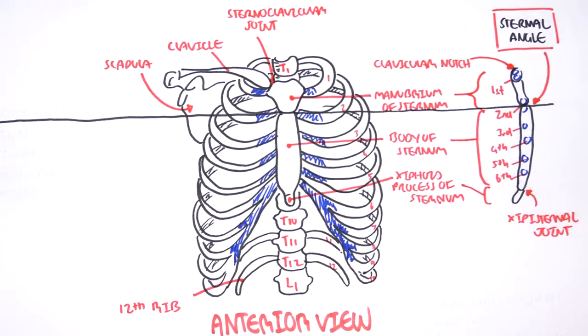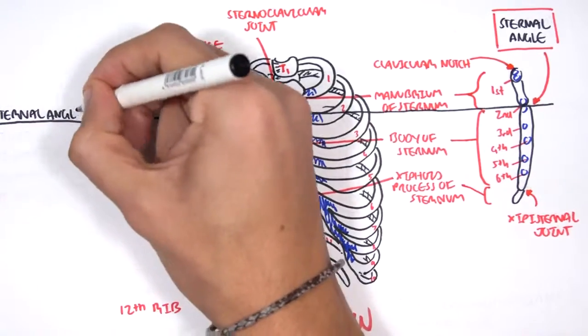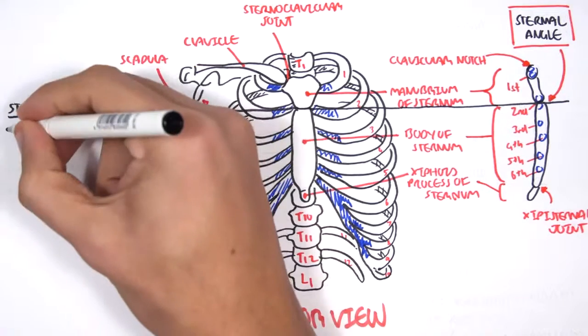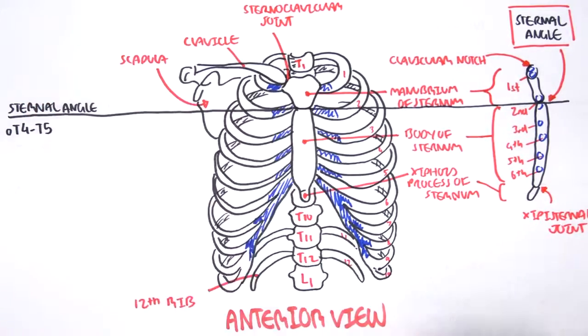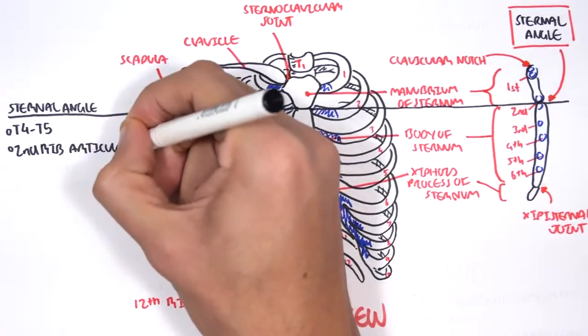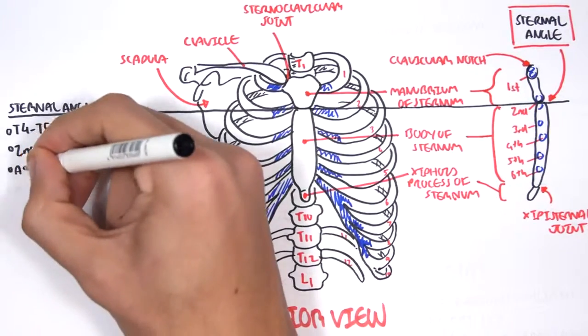Now, as I said, the sternal angle, or the angle of Louis, is an important landmark because many structures can be found along this angle. So if we were to cut straight along in a horizontal plane along the sternal angle, we will find things such as the joint between thoracic vertebra 4 and 5, so T4, 5. The second rib articulation occurs here.